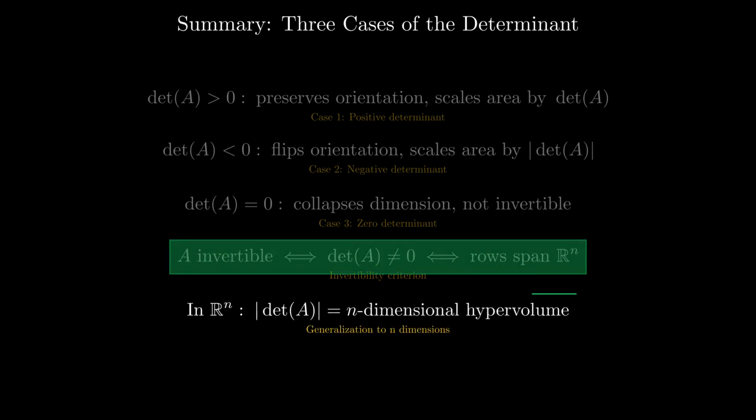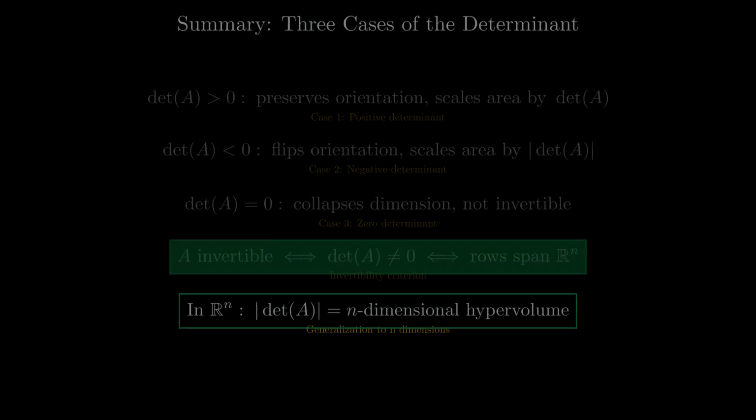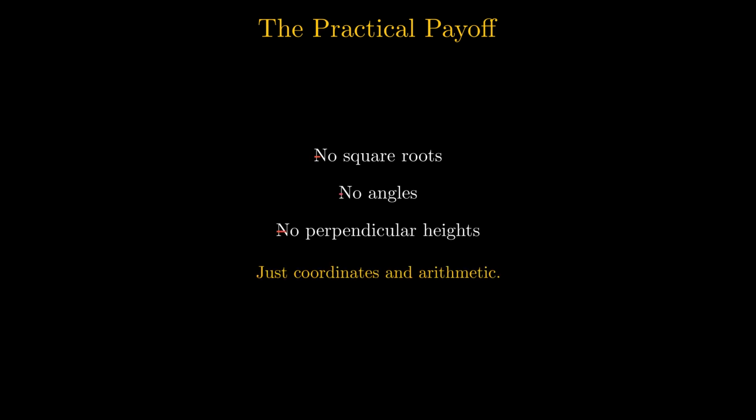The same idea extends beautifully to any dimension. In n dimensions, the absolute value of the determinant gives the n-dimensional hypervolume. Here's the practical payoff. To compute areas from coordinates, you need no square roots, no angles, no perpendicular heights, just coordinates and arithmetic. This is why determinants appear throughout mathematics and physics.